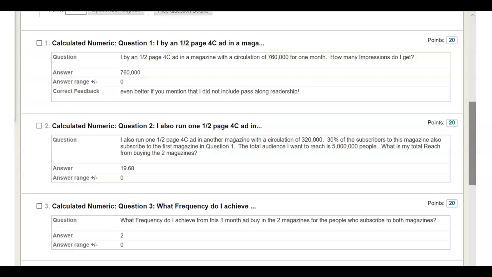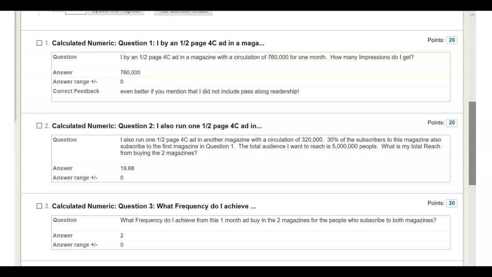Now, I didn't include pass-along readership. If you had or mentioned it, you'd get some extra credit. One person sees that one half page. It's in the magazine somewhere, so it counts as an impression. Everyone who buys the magazine, either through subscription or on a newsstand, counts as having seen the ad. And we all know not everybody is going to see every ad unless they read the darn thing cover to cover. So once again, you see it's an opportunity to see. It's not really proof that they're seeing. Proof that they're really seeing is a harder thing to measure. Okay.